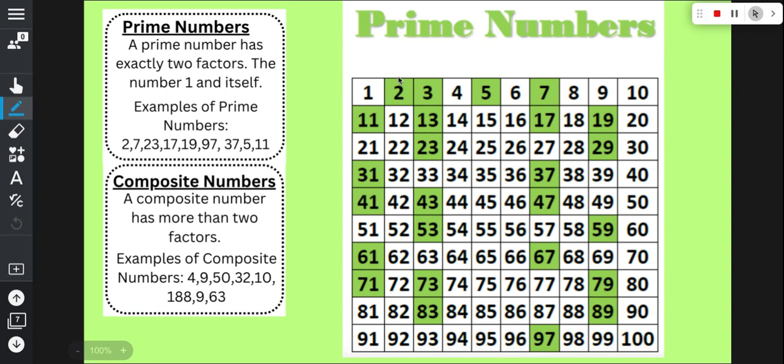2. The only factors for 2 are 1 times 2. 3 is 1 times 3. 4 is not a prime number because I have 2 times 2 as a factor. So we call 4 a composite number. Any number that has more than 1 times itself is called a composite. So as you can see by this chart, all the white numbers are composite. All the green numbers are prime. 1, though, is kind of an oddball. It's on its own. It doesn't really fall into either category, so we don't list it on either one.